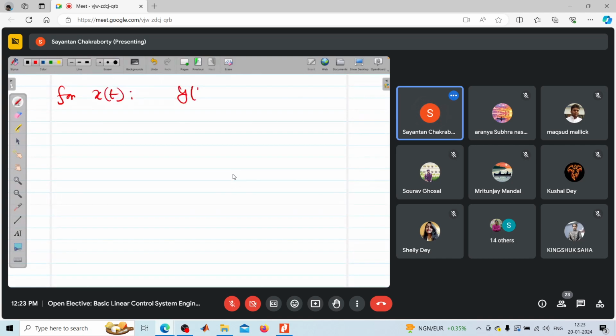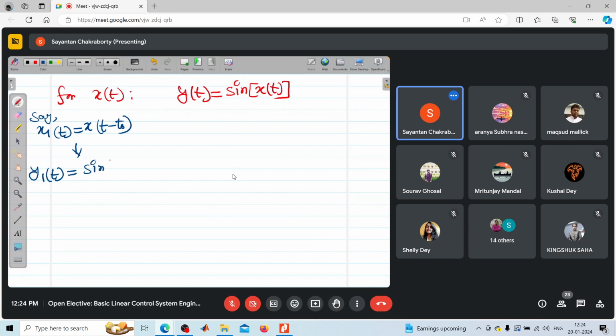So for x(t), your y(t) is defined as sin of x(t). Now we define an input x1(t) which is x of t minus t0. So corresponding to that, what will be the output? Say y1(t) is sin of x1(t) from this function, and that is equal to sin of x(t minus t0).